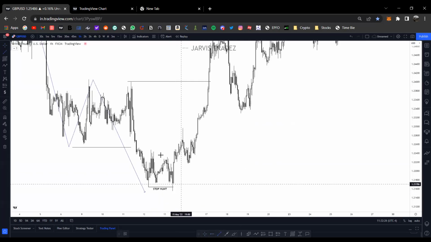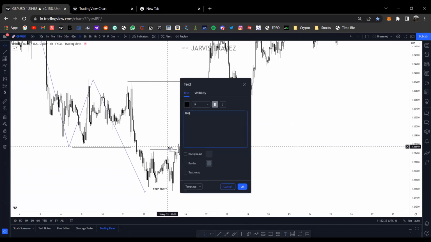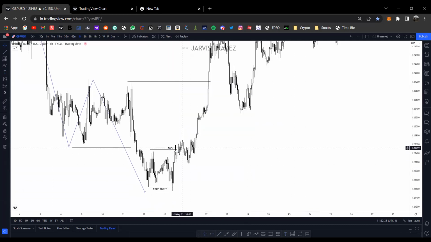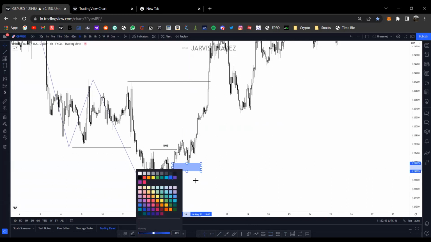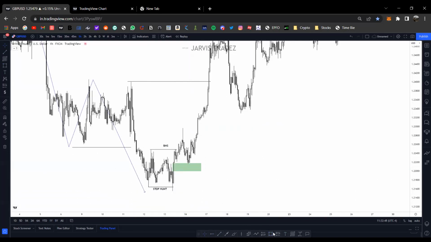and BMS towards upside. And I am using the candles with fair value gap. So this is the fair value gap here, which will be the point of interest for me. This will be the point of interest for me.